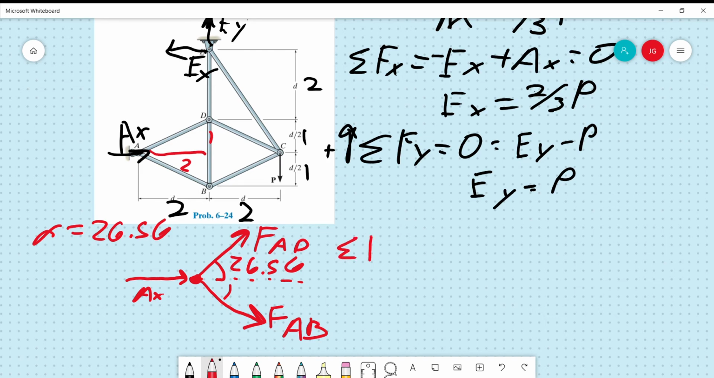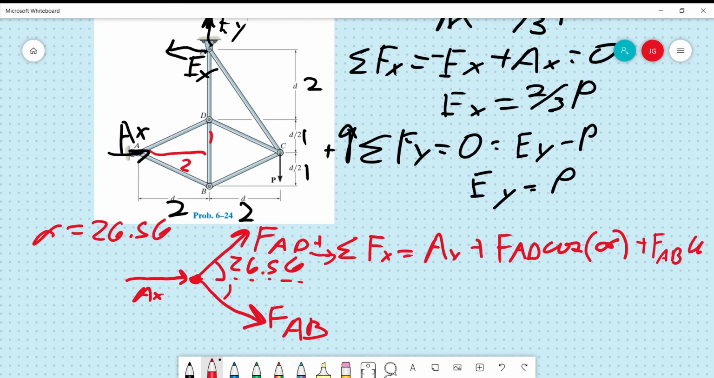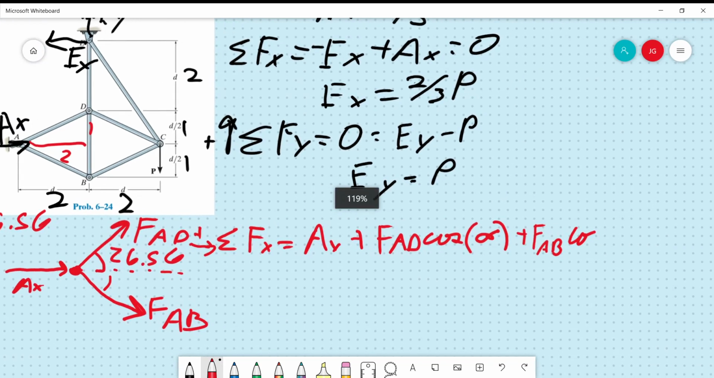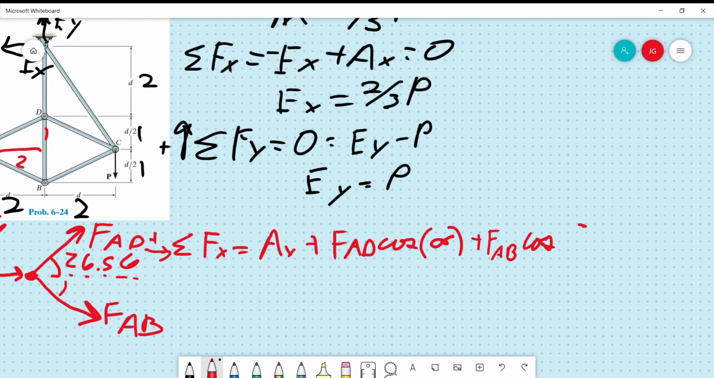So we're going to get sum of forces in the x. I want to make this way positive: AX plus FAD cosine alpha plus FAB cosine alpha, and this is all equal to 0. Well, as you can see, we're going to have a little bit of problem solving for that.